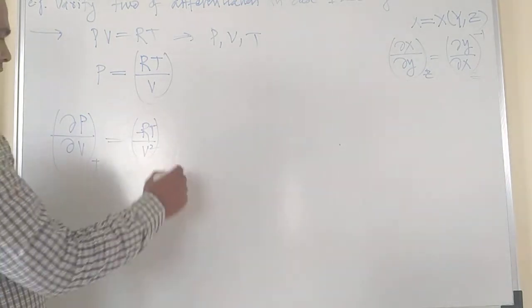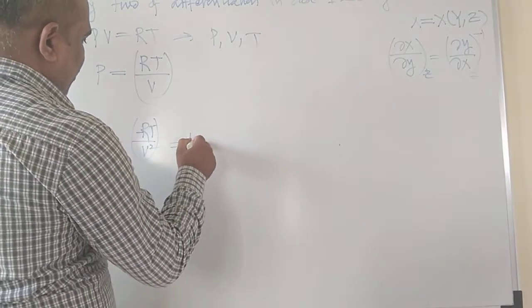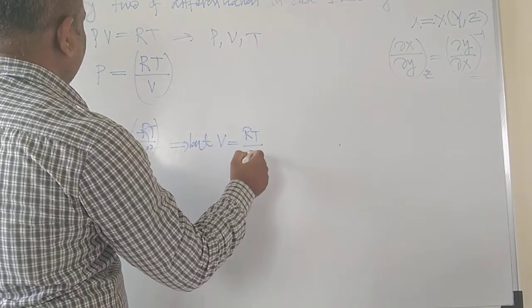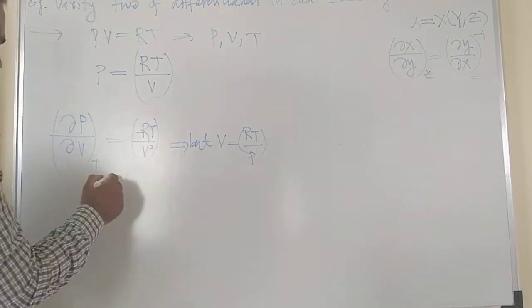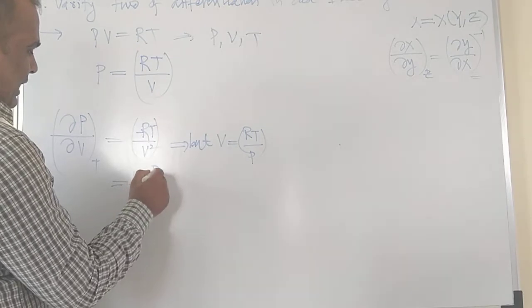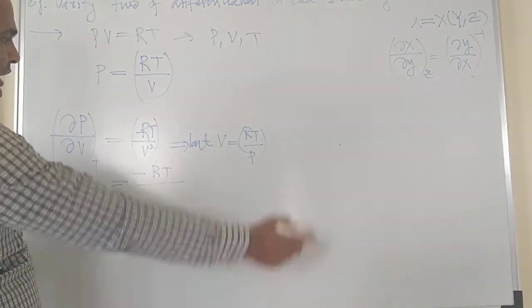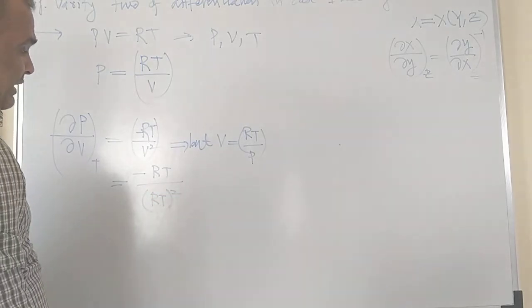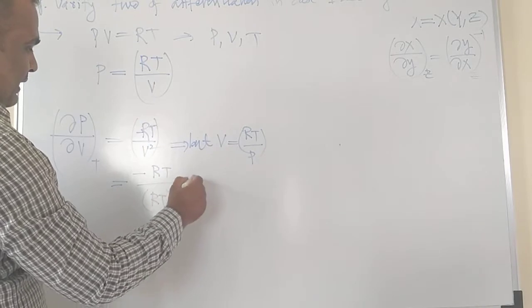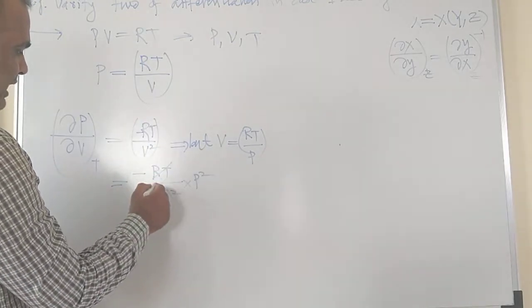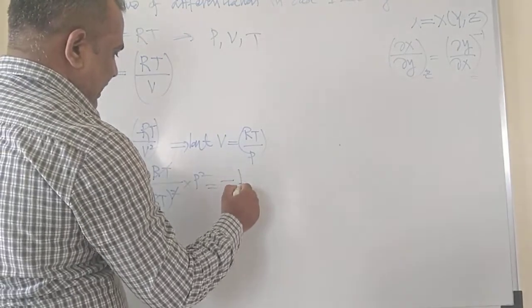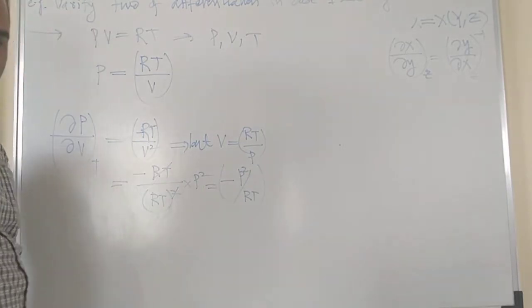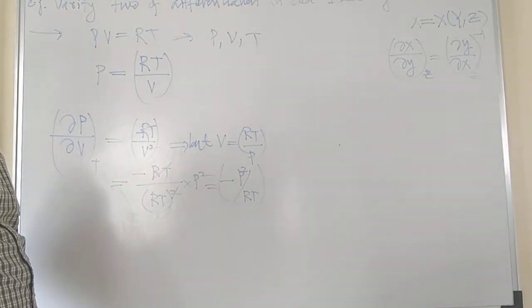Got it? Now, what is the volume? For volume I can write this relation as V is equal to RT by P. If you put the value of V, you will get minus RT divided by V square, that means R square T square, so (RT) whole square by P square will be multiplied. One R will get cancelled and you will get minus P square by RT. That's all. Minus P square by RT.